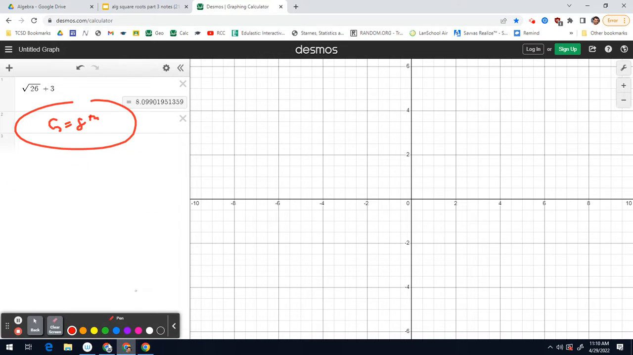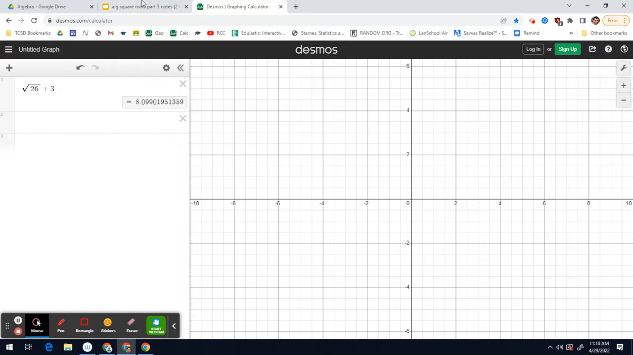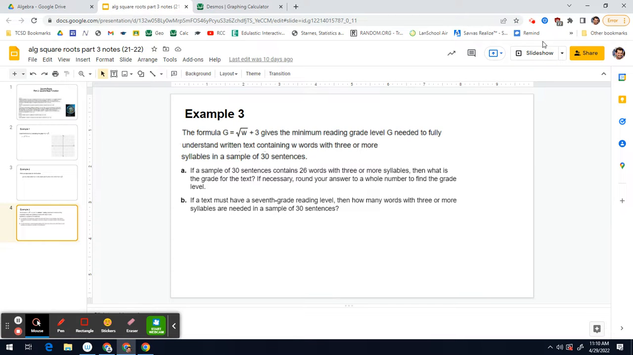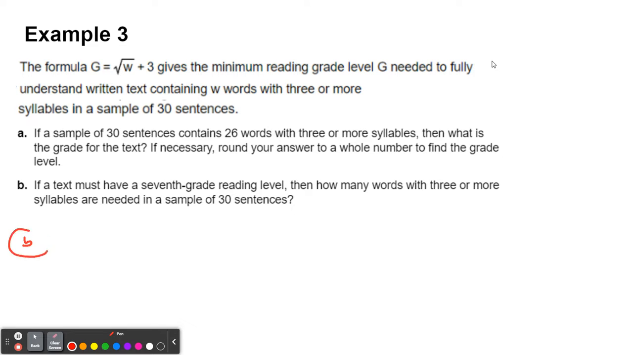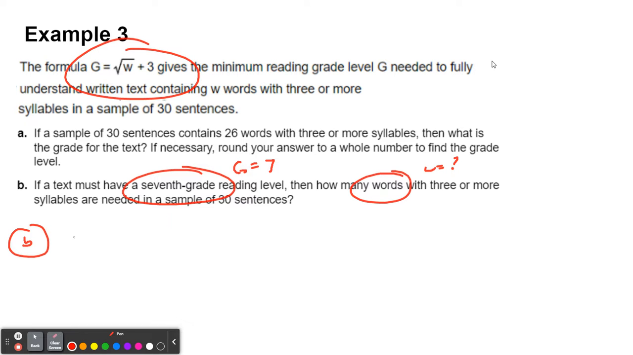Okay, so then for part B, it says, now, if a text must have a 7th grade reading level, then how many words with 3 or more syllables are needed in a sample of 30 sentences? So now in part B, they're giving us the grade level. They're telling us that G is equal to 7, and they want to know how many words, right? What is W? So now we are going to take our formula, but now we replace G with 7, and now W is still there.